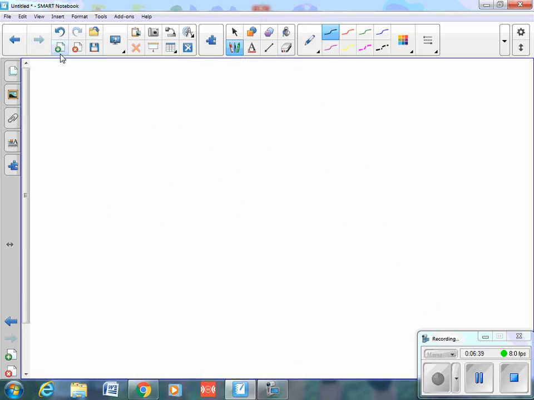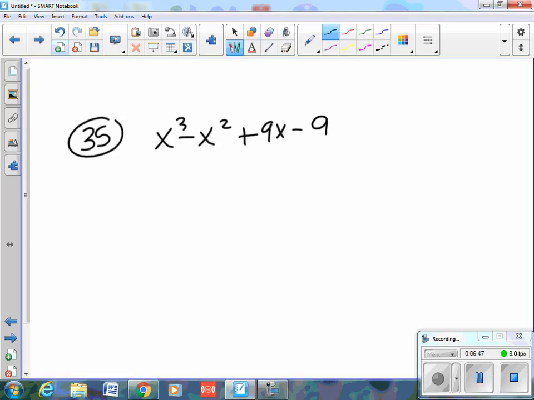35. X cubed minus x squared plus 9x minus 9. And you have to come up with 3 solutions to this problem for number 35. So, you're going to find factors of a negative 9, like 1, 3, and 9. And then you're going to try plus or minus. And I'm going to start with 1.